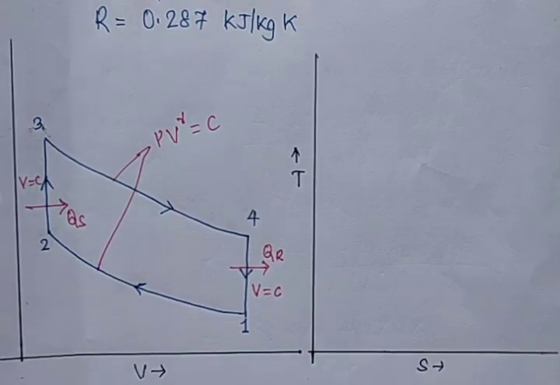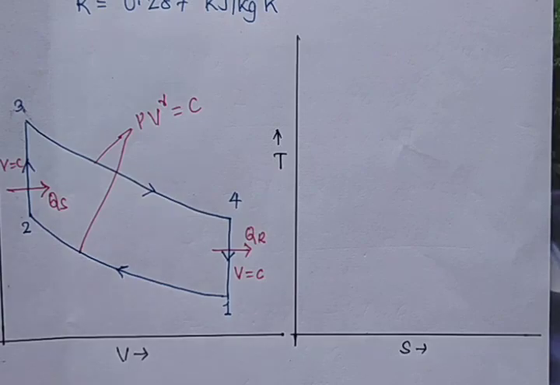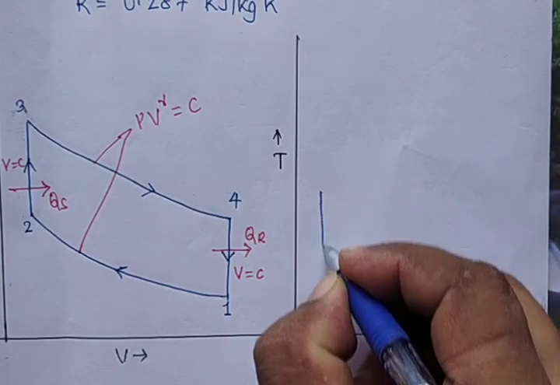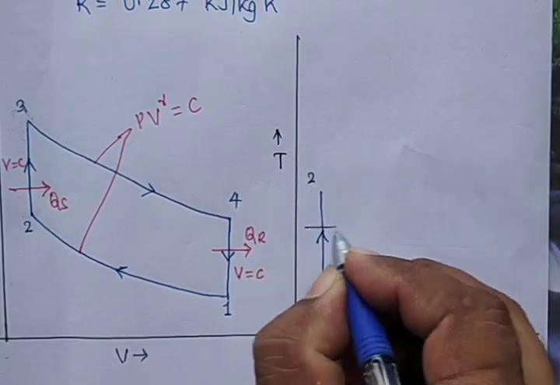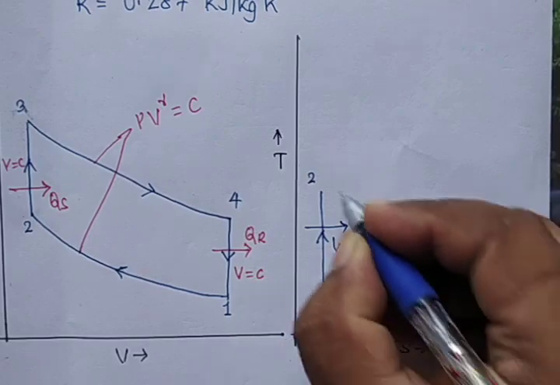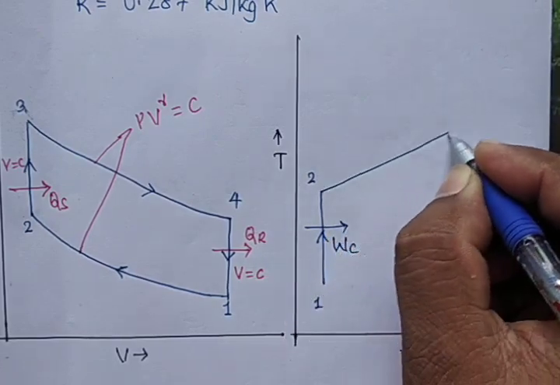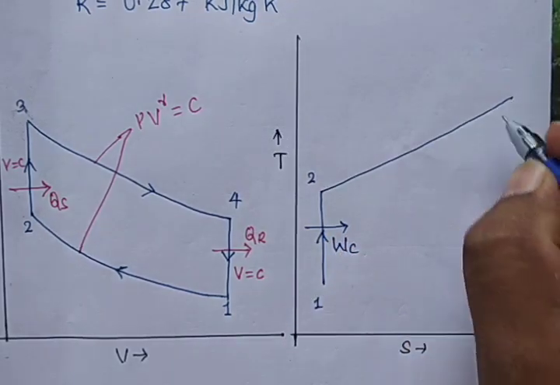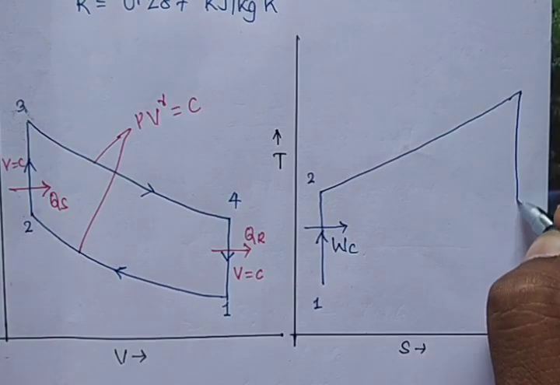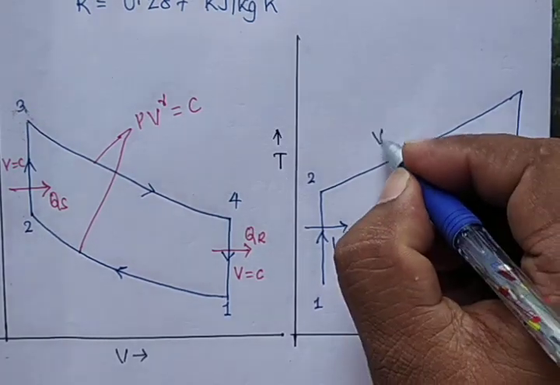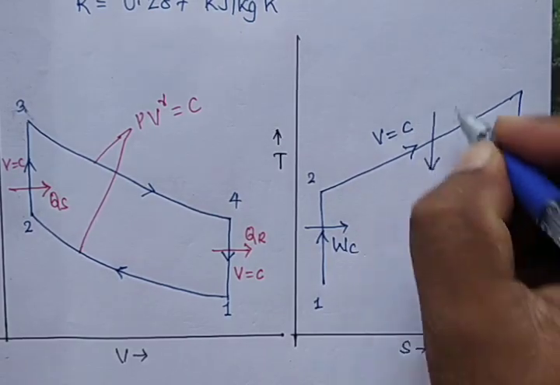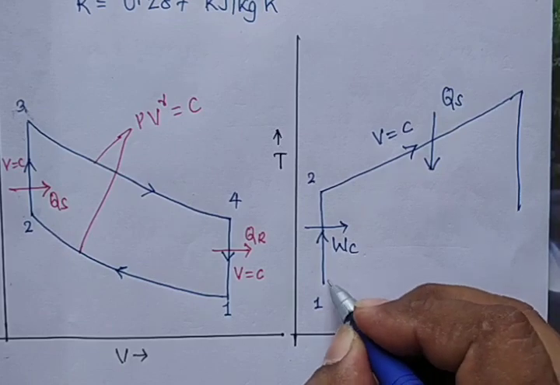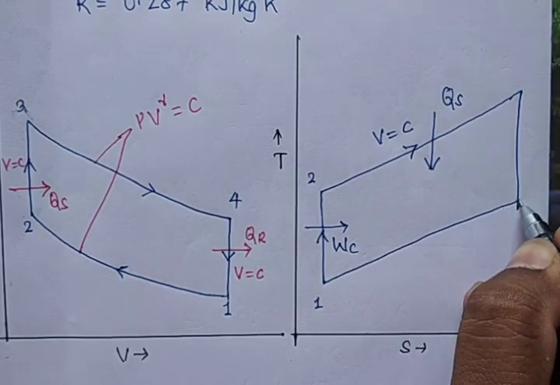Similarly, I will represent them on a TS diagram now. That is 1 to 2 isentropic compression where entropy remains constant, that is work of compression. Then 2 to 3 constant volume heat addition process where heat is added at constant volume. Therefore it is called as constant volume cycle. Otto cycle is known as constant volume cycle.